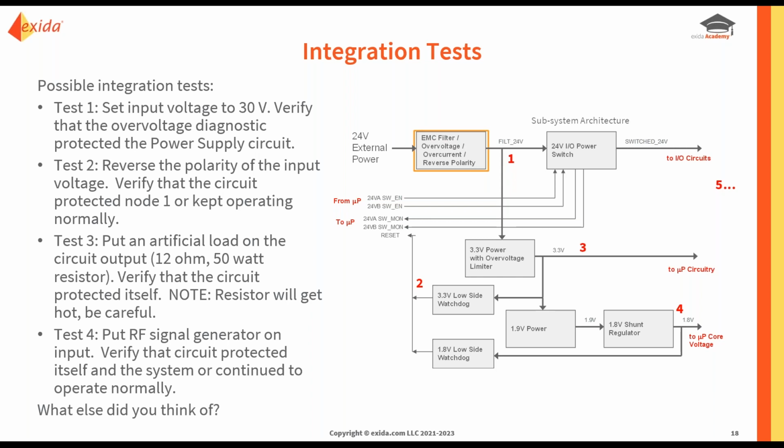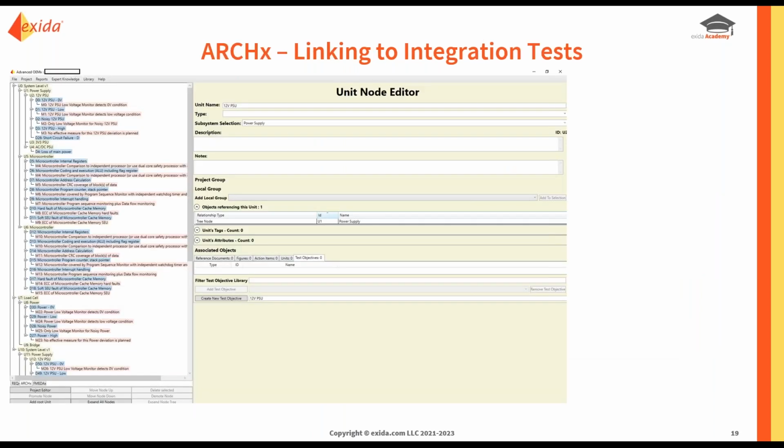So looking at our architecture there and thinking of that little practical example, what we'll now look at is how an integration test is put together practically in terms of your documentation. Depending on what tool you're using, or you may just be using Office or Excel or something like that, but we're going to use ArcX here in our particular example. We're now going to look at our 12 volt power supply. We're looking at the sub-block within our overall power supply design, the 12 volt power supply.